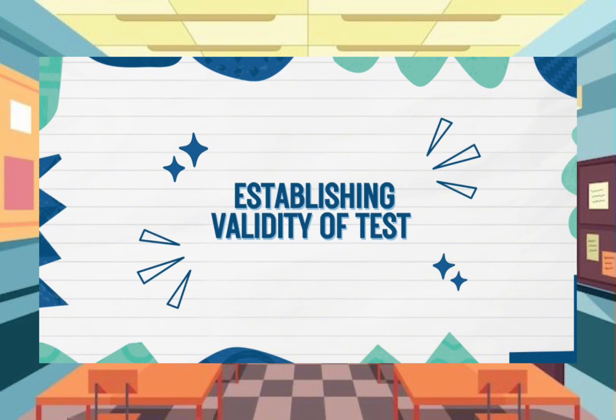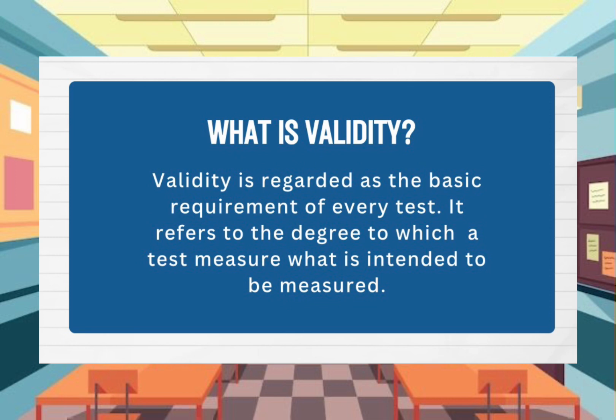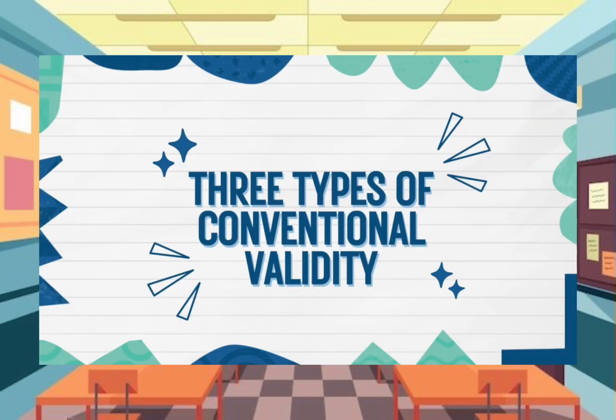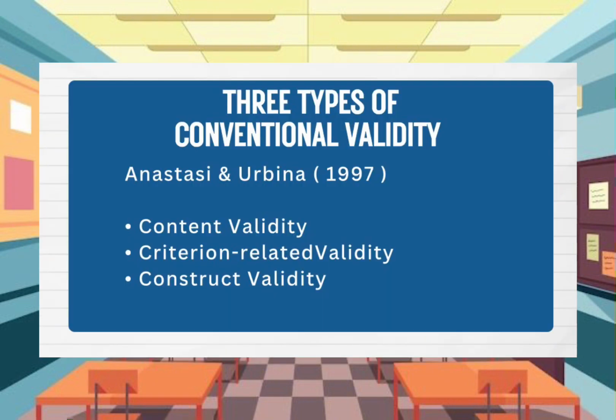For today's discussion, it's all about establishing validity of tests. First, what is validity? Validity is regarded as the basic requirement of every test. It refers to the degree to which a test measures what it is intended to measure. There are 3 types of conventional validity according to Anastasi and Urbina, 1997. First is content validity, second is criterion-related validity, and third is construct validity.